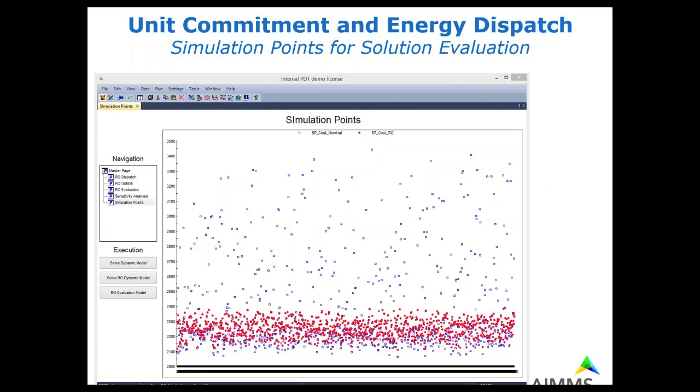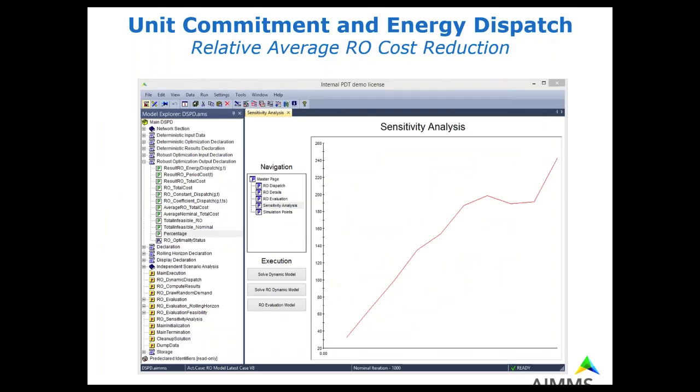And of course, we can also study, for example, how much improvement. So what is the improvement percentage of our robust solution compared with the nominal solution as a function of the uncertainty level? And we see in this picture that as we increase the uncertainty level on the x-axis from left to right, the higher the uncertainty level, the higher the percentage of savings that the robust solution achieves compared with the nominal solution.